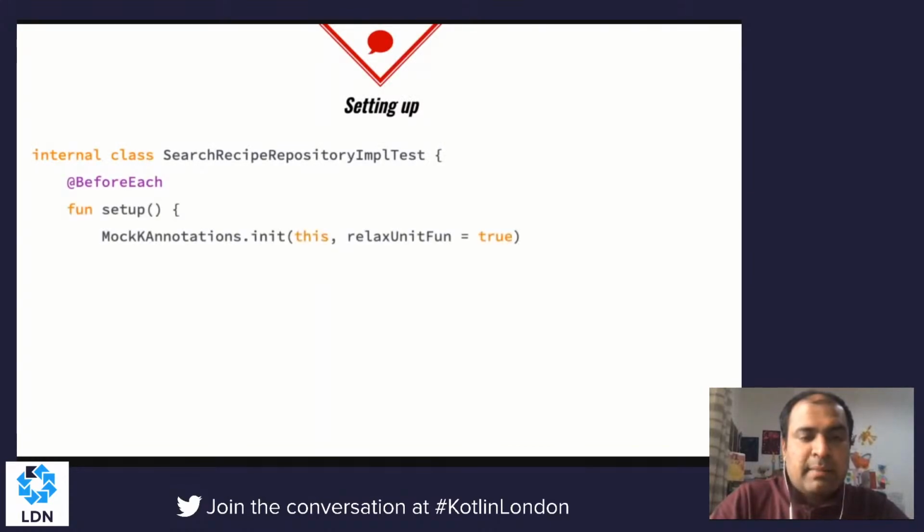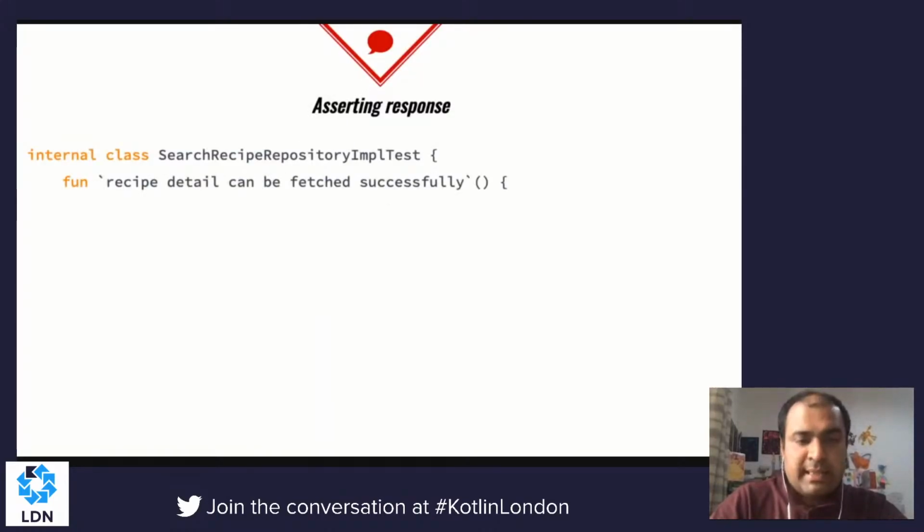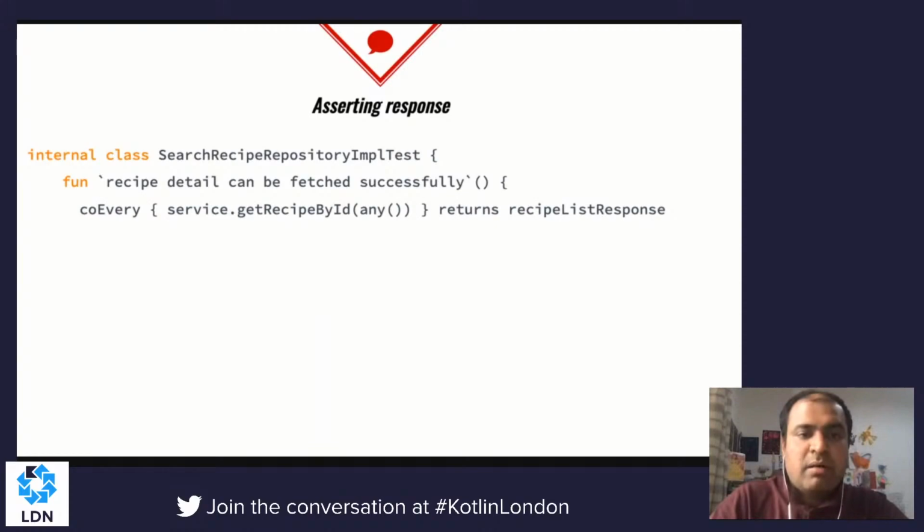And then I just set up my mock annotations. So I just initialize my mocks, I initialize my repository, and then further, here is a test I add. So I mock the behavior of the actual API and return some dummy response by using this coEvery function. coEvery is a function which can help you to mock anything which is inside a suspendable function. If you are familiar with MockK, the typical every function won't work for your suspendable function. You have to use coEvery for that.